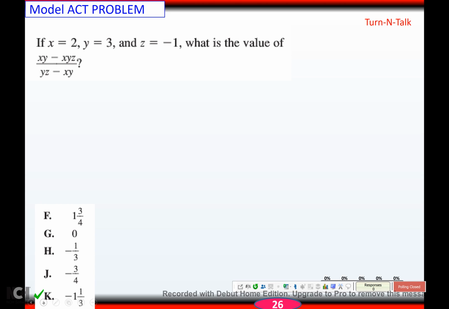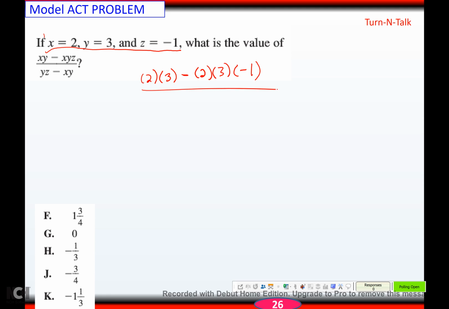Alright, it says, again, if x is 2, y is 3, and z is negative 1, what is the value of that expression? Again, when they give you letters and tell you what they're worth, and the problem has letters in it, replace the letters with the numbers. So I have 2 for x times 3 for y minus 2 for x times 3 for y times negative 1 for z over 3 for y, negative 1 for z, minus 2 for x, and 3 for y.